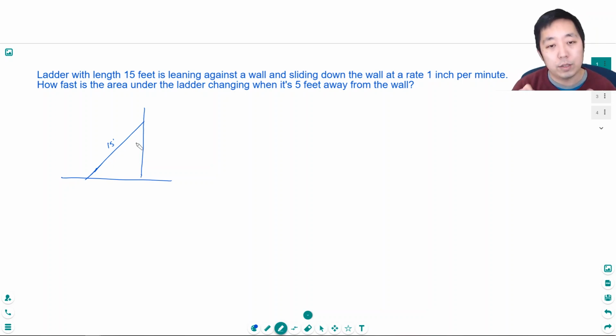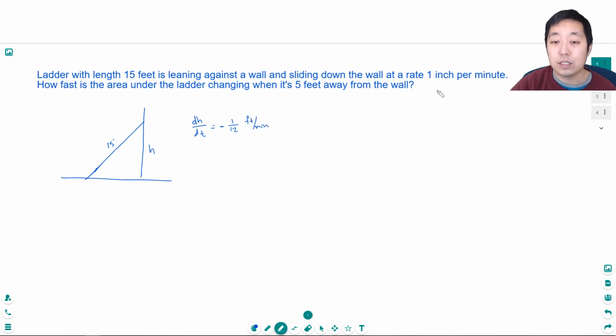The key part for a related rate question is you want to put some variables and figure out what you're trying to solve for and find an equation that relates the variables of interest, okay? So what are some interesting things here? Well, there's this height of the wall, h, because we already have the length of the ladder is 15 feet. We're given dh/dt right here. It's sliding down the wall, and I'm going to say height is positive, so sliding down at 1 inch per minute, this is minus 1/12 feet per minute.